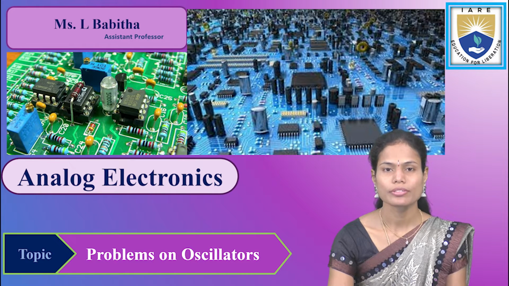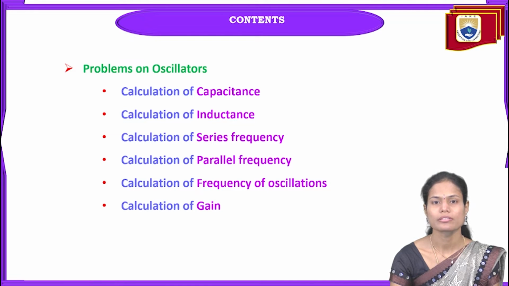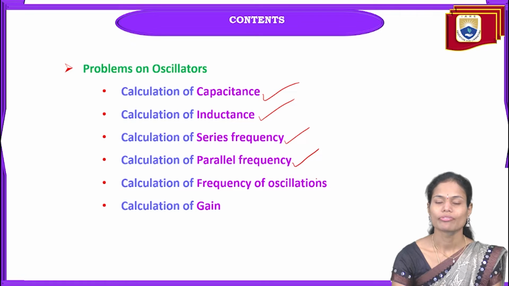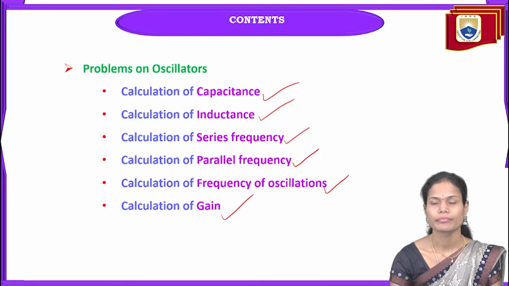In this session, we are going to discuss the problems related to the oscillator circuits. In these problems, we are going to calculate the capacitances of the oscillator circuit as well as the inductance of the circuit, how much series frequency and parallel frequency the oscillator circuit has, how much frequency is required to perform a single oscillation from the oscillator circuit, and also the overall gain of the oscillator circuit. So these are the parameters we are going to calculate from the oscillator circuit.